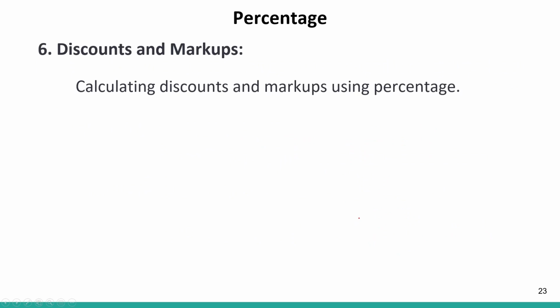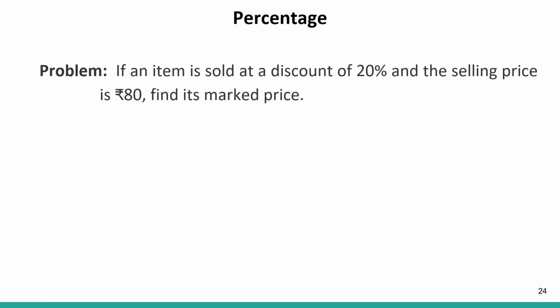So let's see the sixth kind of problem that is being asked, that is on discounts and markups. So calculating discounts and markups using percentage. If an item is sold at a discount of 20% and the selling price is 80, find its marked price. So the item is at a discount of 20%. So what is its value remaining? That is 80%. 80% value is remaining, right? And the selling price is 80. So if 80% is equal to 80, 1% is equal to what? 1. So this implies that 100% is equal to 100 rupees. So the price must be 100 rupees.